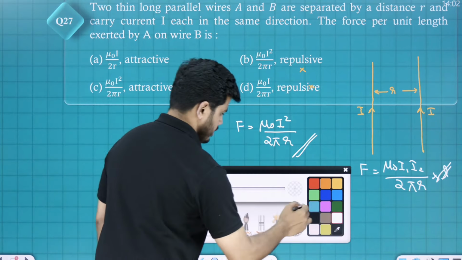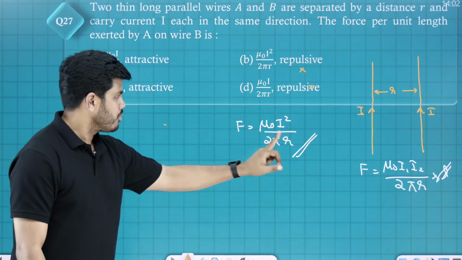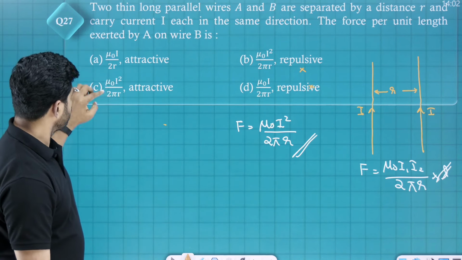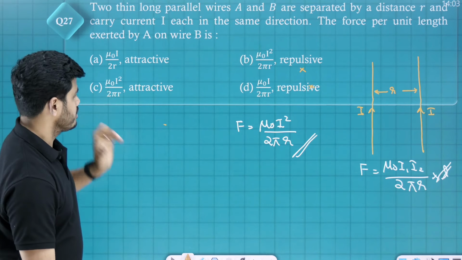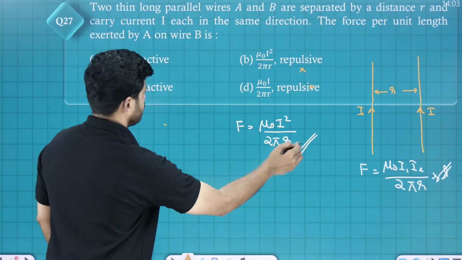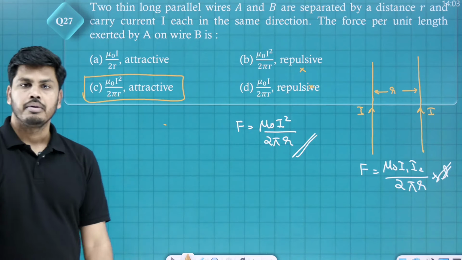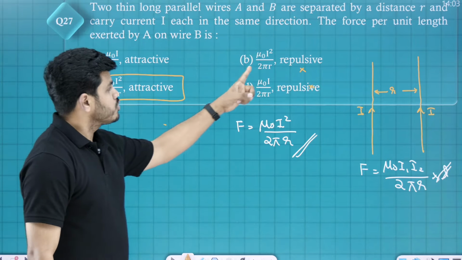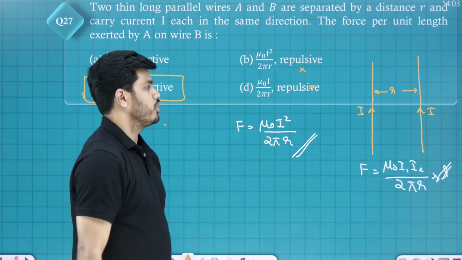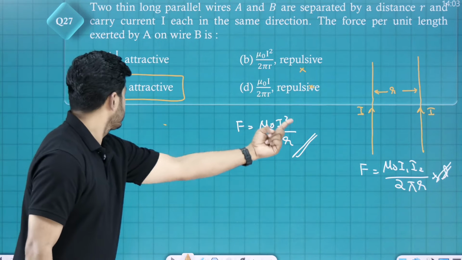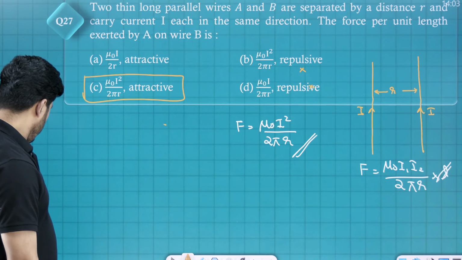Yes. Okay. See, look at this question. We don't have a matching option? Mu naught I square by 2 pi R you have here, and it's correct only, right? Mu naught I square by 2 pi R. Yes, we have a matching option. This one, attractive. Okay, so this one, force will be attractive because currents are flowing in the same direction. So attractive force, this is the magnitude. So C is the correct answer. Okay, let's move on to the next.